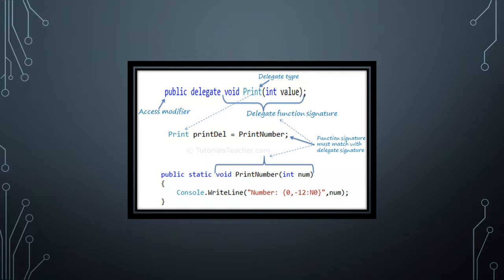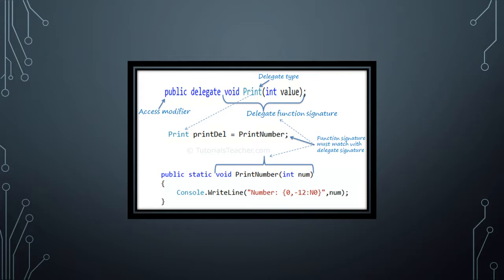Now, in our code, we can specify another method here. Print number uses an integer and it does some things. Then we can associate this print number method with our print delegate. And when we executed this line of code, then whenever we use our print delegate, we would be executing this print number method.